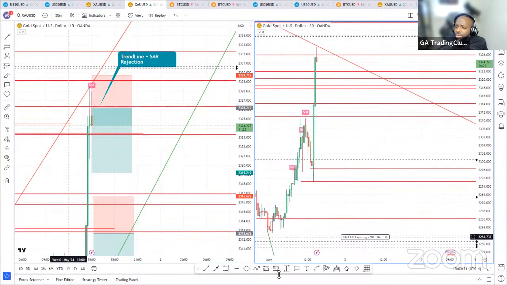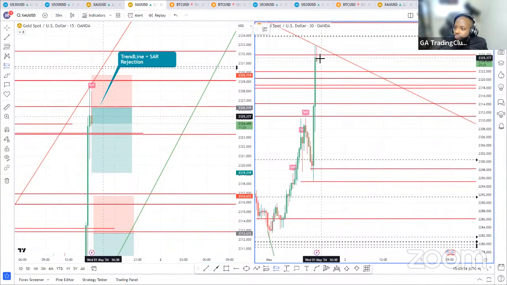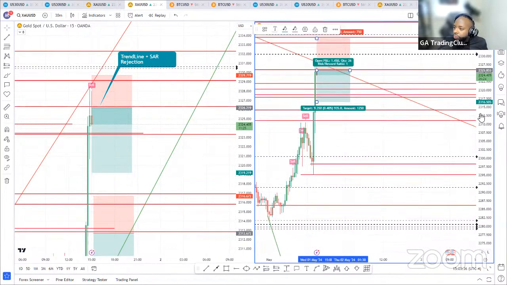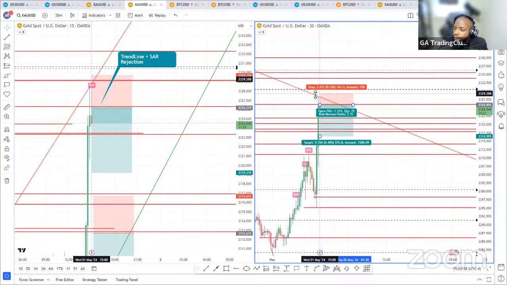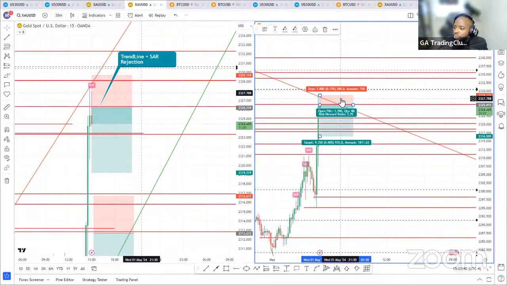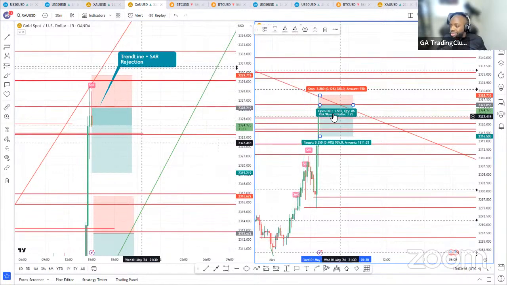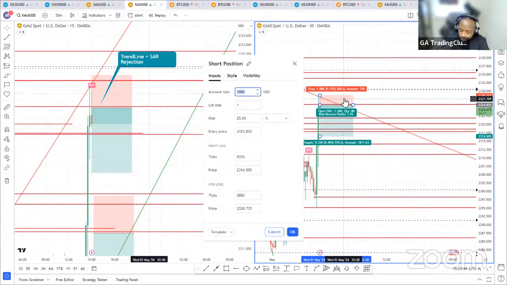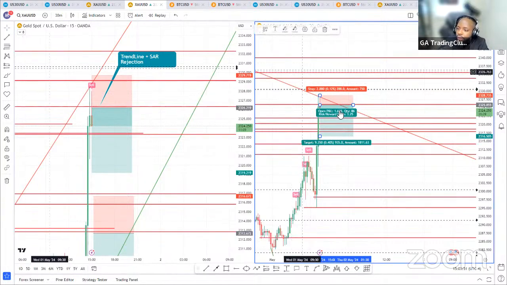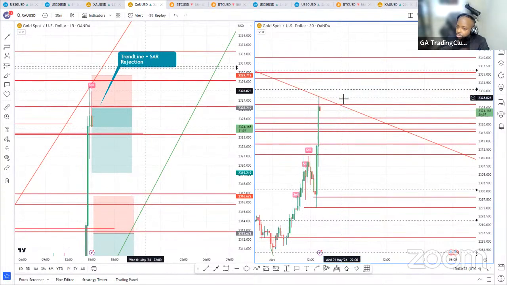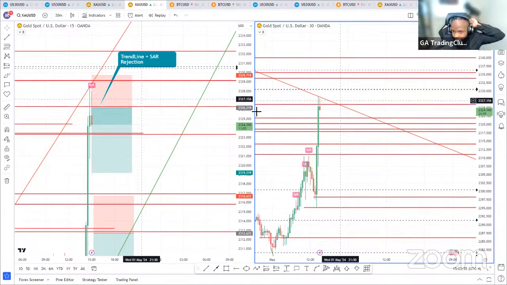Actually, even on the 30-minute time frame, if you guys can see this, we had an entry right here on the 30-minute. I didn't see that. Same thing, trendline and SAR rejection. This one would have given us a smaller stop loss, like a 30 pip stop loss, but the stop loss we're using on the 15-minute is 35 pips. So same difference. But yeah, same trades. Loving the trade. And let's just see if we get break even.